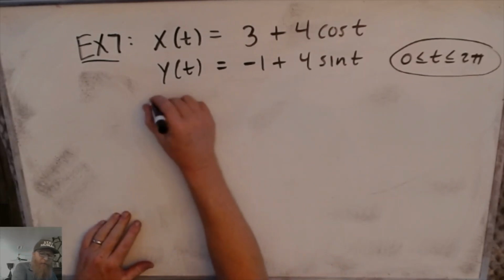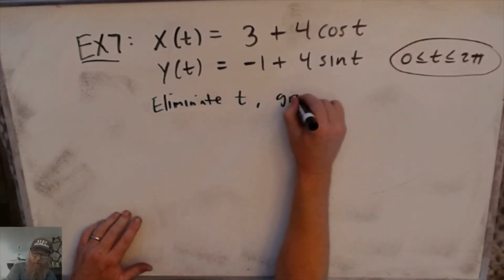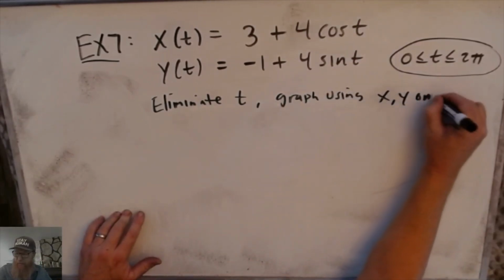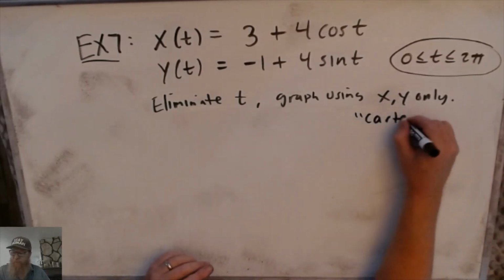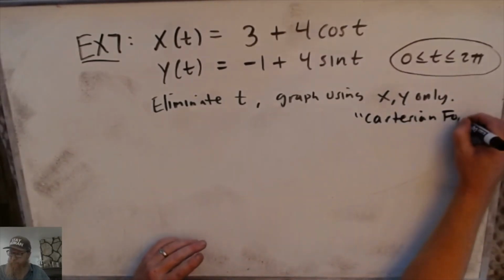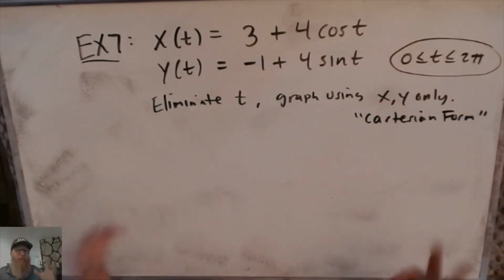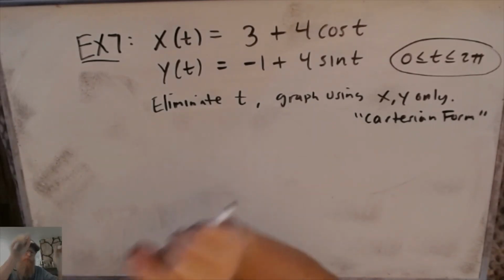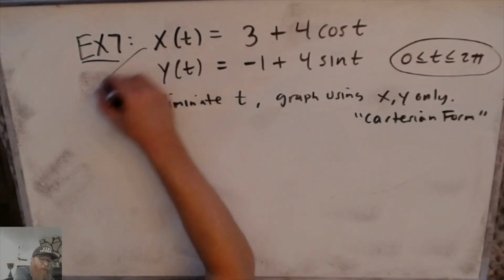I'm going to eliminate the t and then graph using only x and y. In other words, the Cartesian form. So just whatever it would have been in Cartesian form, and not really worrying about point 1, point 2, point 3 going around in circles like that. I think I just gave it away. I just want to show you one more time how to eliminate the parameters.